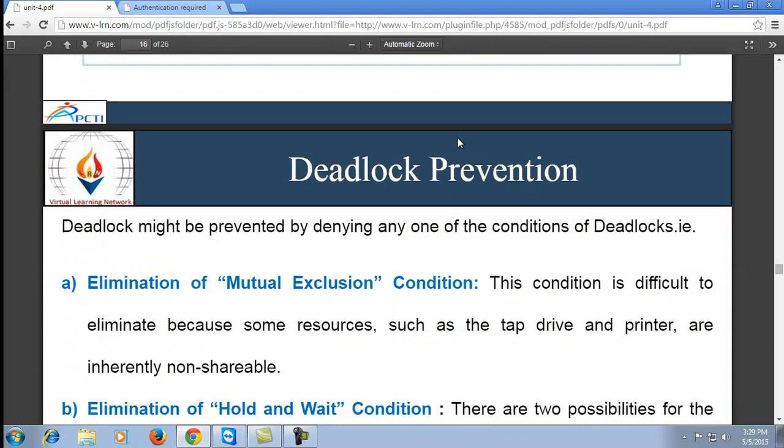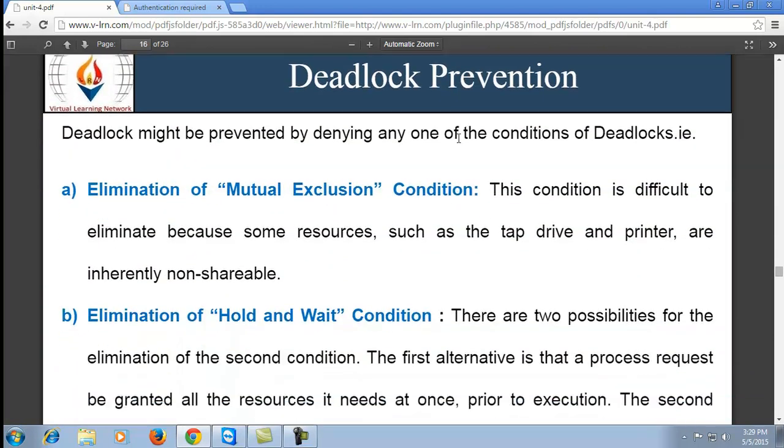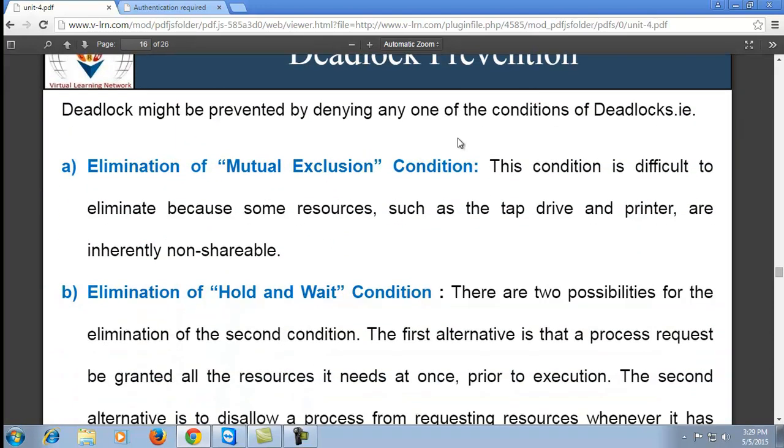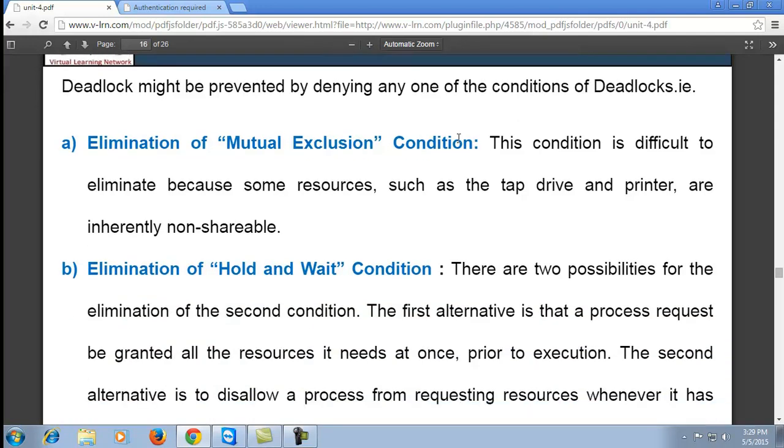Next topic is deadlock prevention. Deadlock might be prevented by denying any one of the conditions of deadlock. First is elimination of the mutual exclusion condition. This condition is difficult to eliminate because some resources, such as the tape drive and printer, are inherently non-shareable.